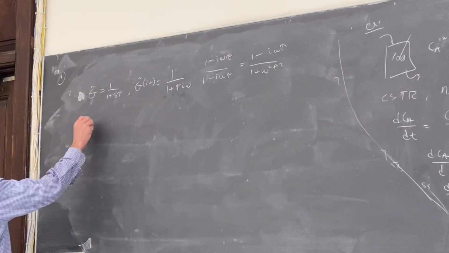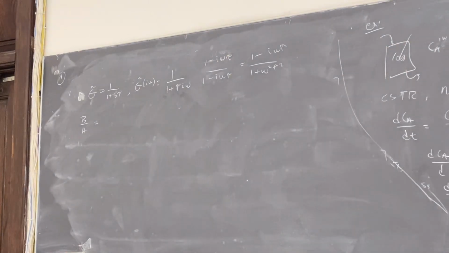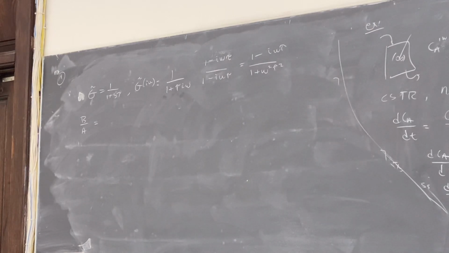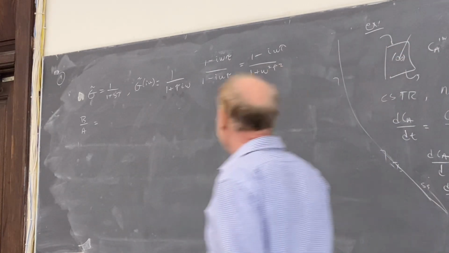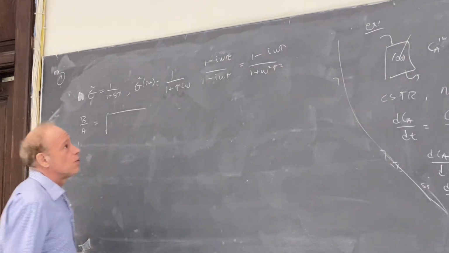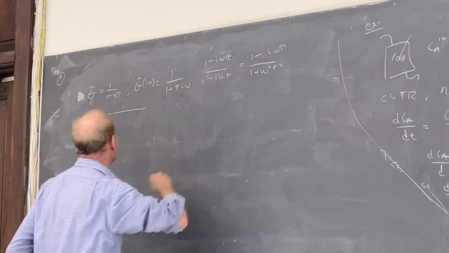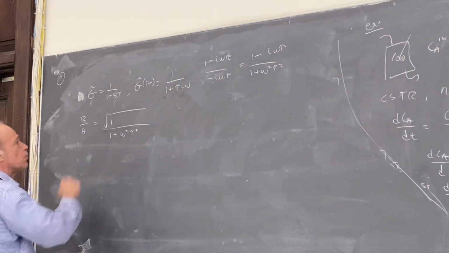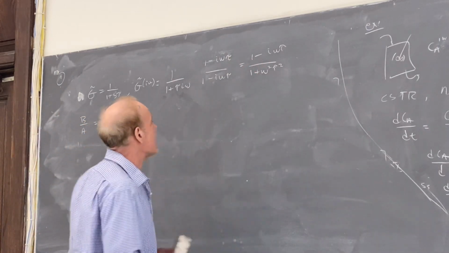And now let's look at what B is. B over A is just the magnitude of g tilde of i omega. This is a right triangle, so by Pythagoras' theorem the magnitude is the square root of the real part squared plus the imaginary part squared. So B over A is the square root of 1 squared plus the imaginary part, omega tau, squared, all over 1 plus omega squared tau squared.